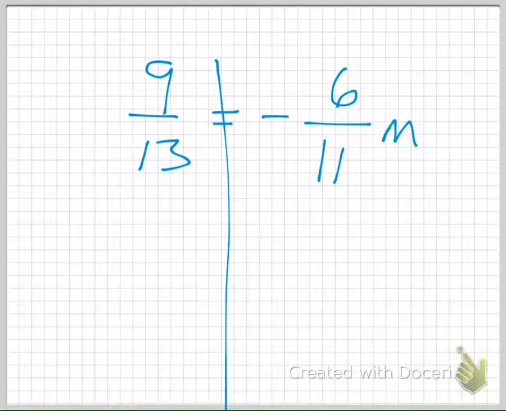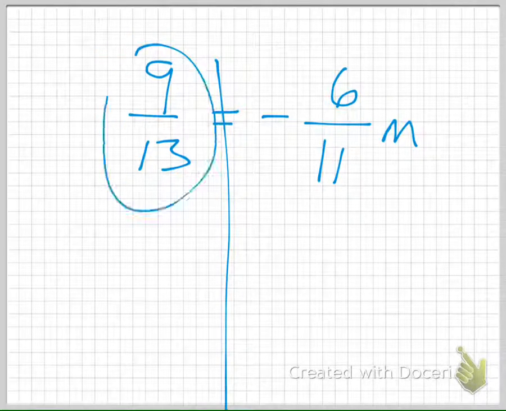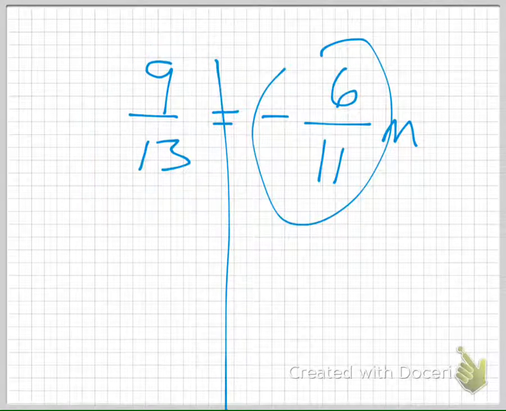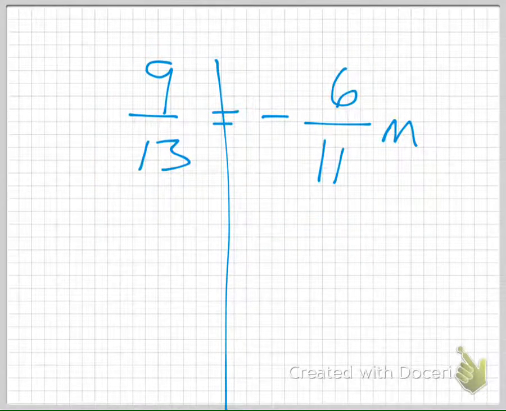The variable's not happy, being multiplied by negative 6/11. If there was a whole number over here, you'd do whatever you want. If there were two whole numbers, then we would divide, right? But we have fractions here, so we never divide by fractions, because how do you divide by fractions? You don't. You multiply by the reciprocal. So let's just do that right now.